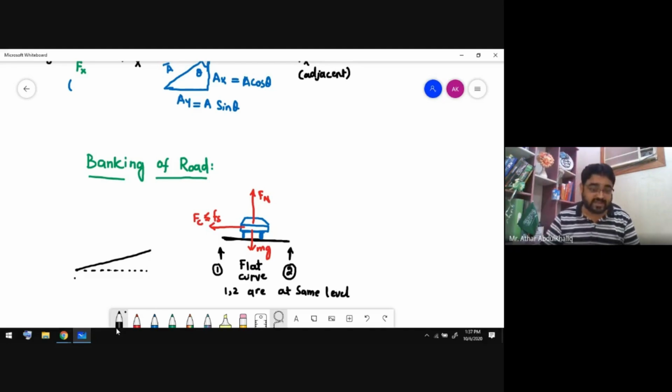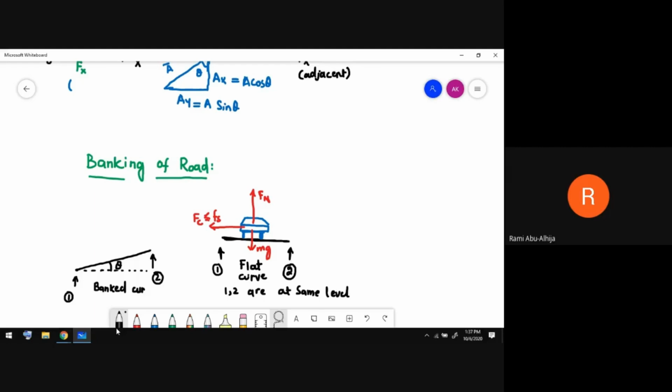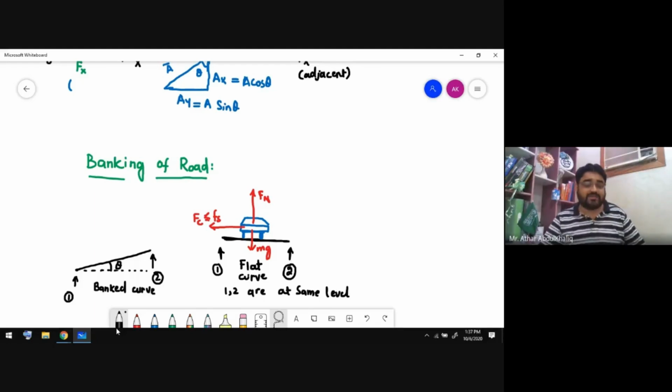So this is the first edge of the road, and this is the second edge of the road. The left corner is down, the right corner is up with some angle, let's say theta. So this kind of curve is called a banked curve. So what is this banked curve? That one side is above the other.